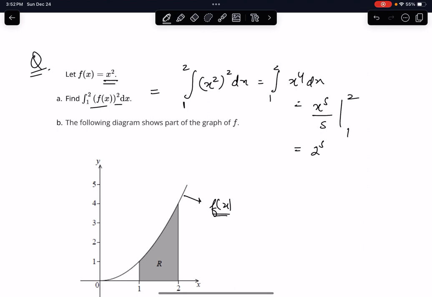So this becomes 2 to the power of 5, divided by 5 minus 1 to the power of 5 divided by 5. So 2 to the power of 5 is 32, and this is minus 1 to the power of 5, so this becomes 31 by 5. Okay? So that's for part A. Pretty simple, and this was for 4 marks. So in this case, that's an easy 4 marks for you.